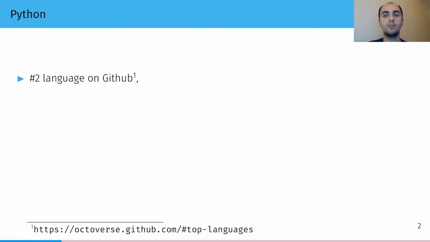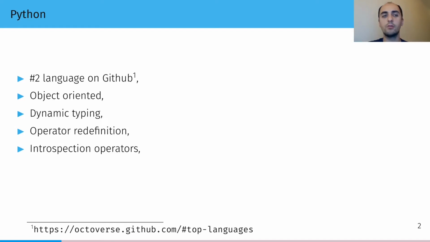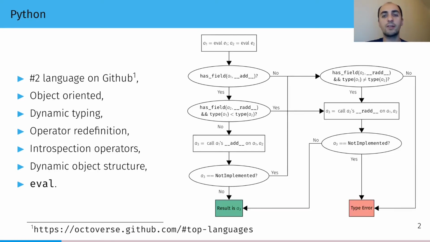And Python has quite a few features making its static analysis an interesting target. It's growing in popularity, and it's a dynamic object-oriented programming language, which has a few features. One of them is a complex semantics. So here is a flowchart of the semantics of the addition of two expressions E1 and E2, and it depends on complex conditions involving the types of the terms and can call two different methods, either this one there or this one here.